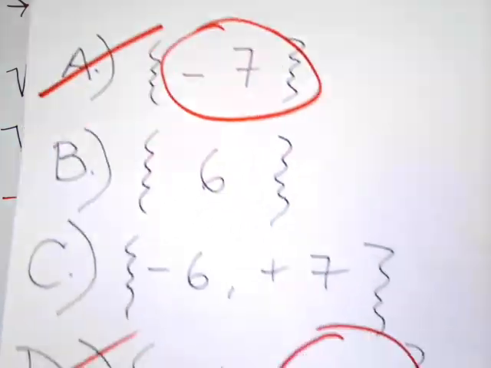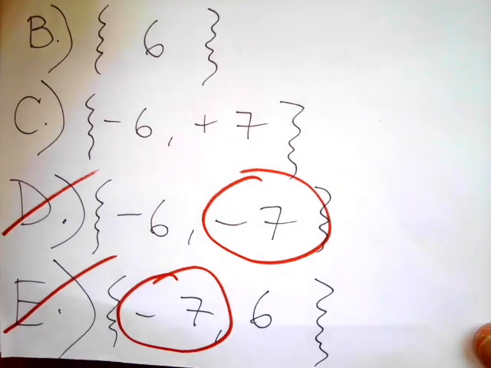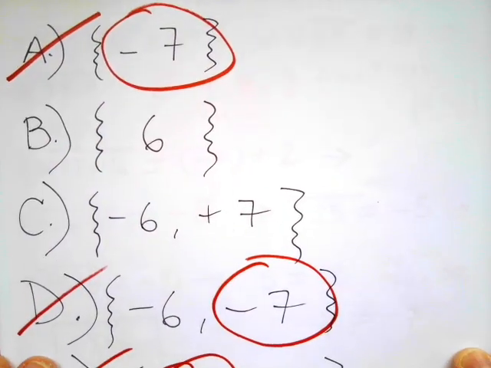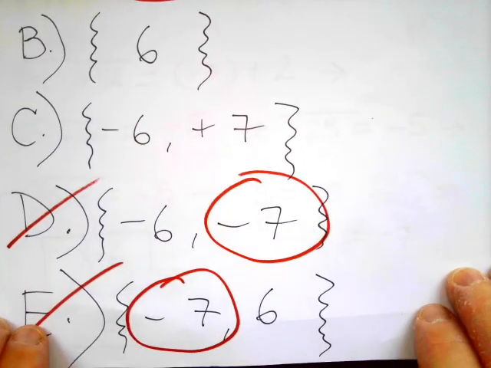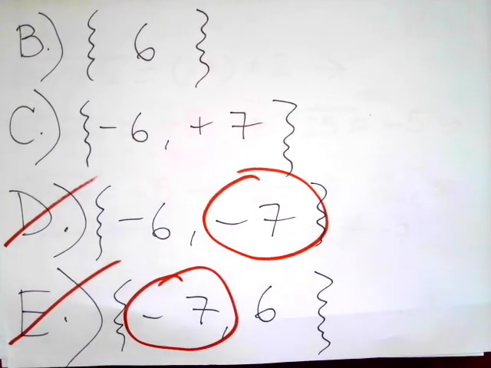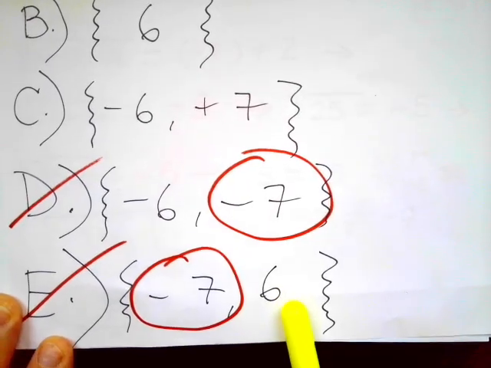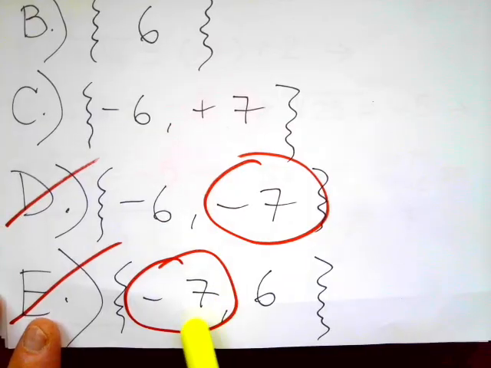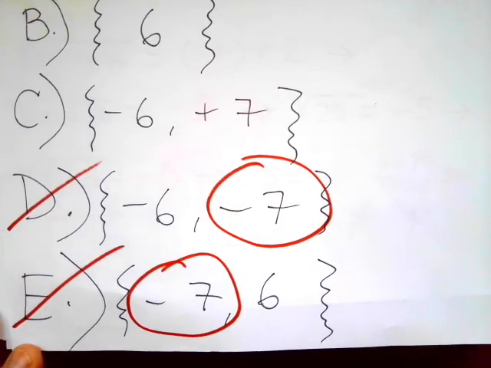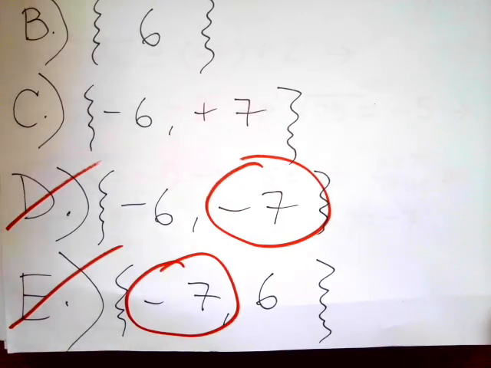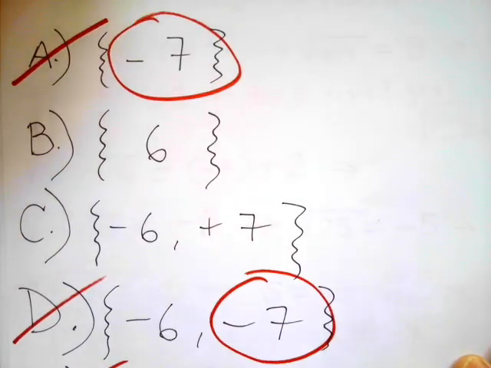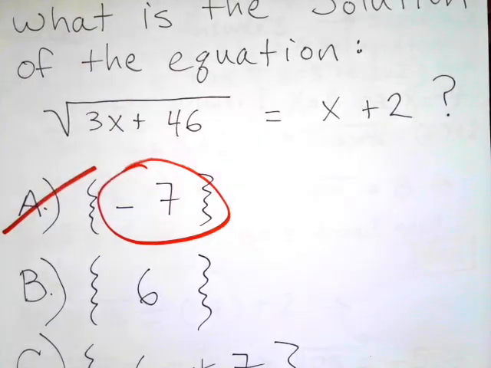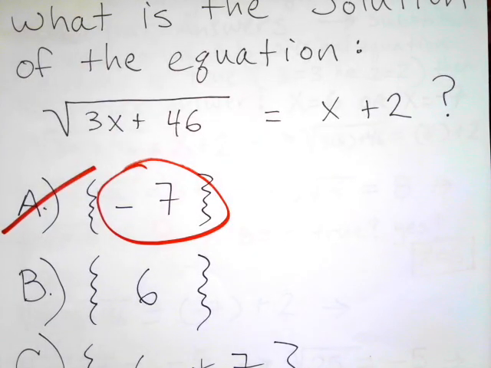So if we go back to the original problem options for the answers, you can see how in some of these, I think it was option E, has a positive 6 and a negative 7. Remember that? But because negative 7 does not check, you cannot choose E. You can only choose option letter B. So B is the correct answer.